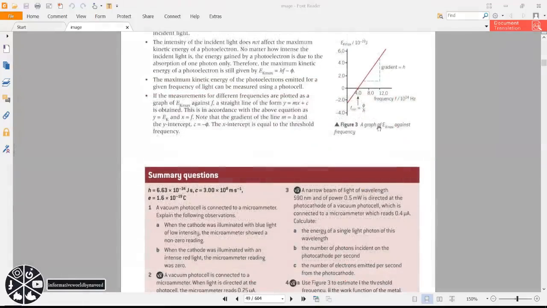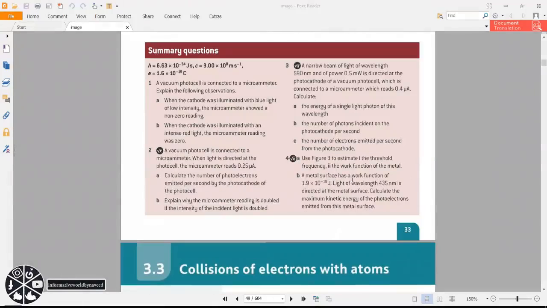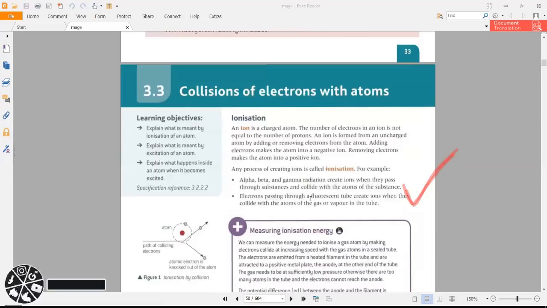And your teacher. Okay, next question. I already completed it. Let's go to the next page. I've done question 3 already. Okay, you're done. Good. So then ionization, do you know what is meant by ionization?